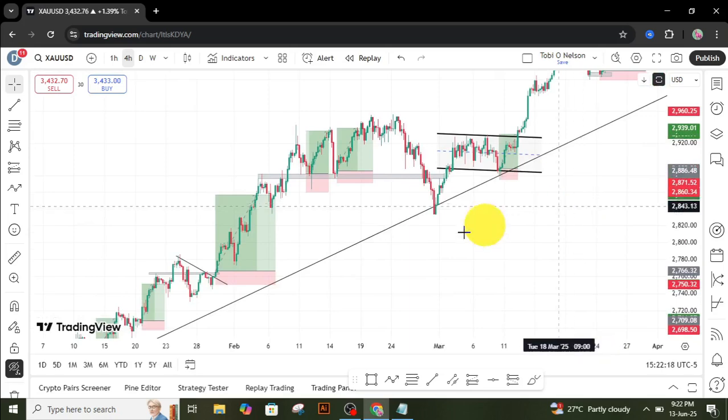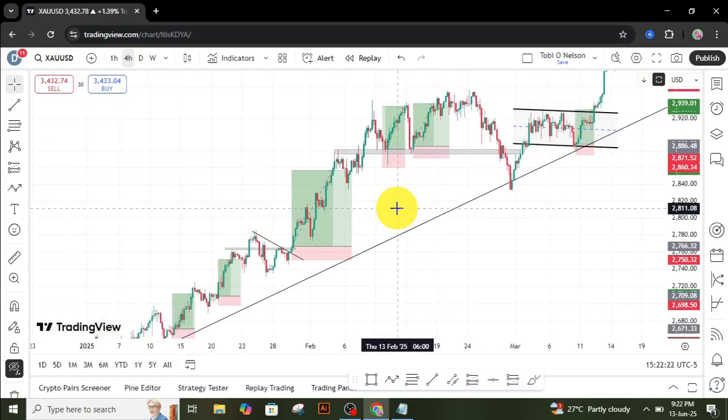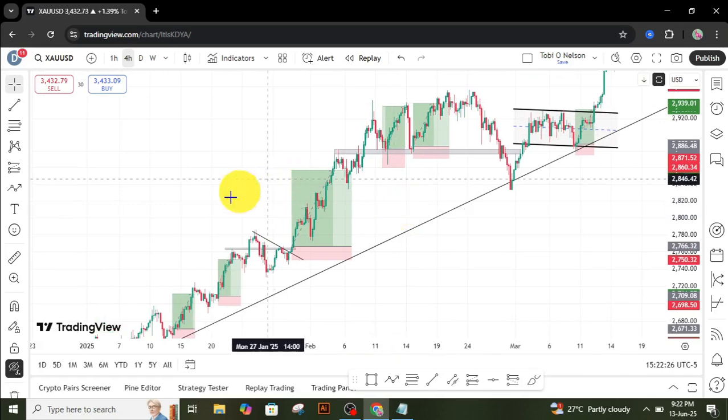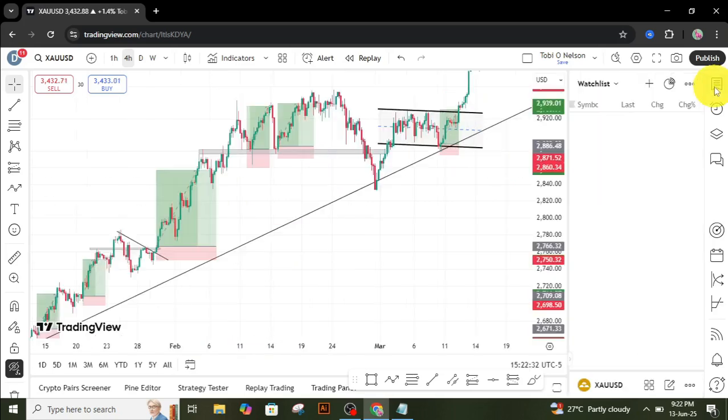So basically, what I'm trying to help you understand here is that when you want to catch a big trend, you first need to go to a higher time frame to identify where the market is. That way you can easily catch such a big trend. Let me show you another example quickly before I round up.